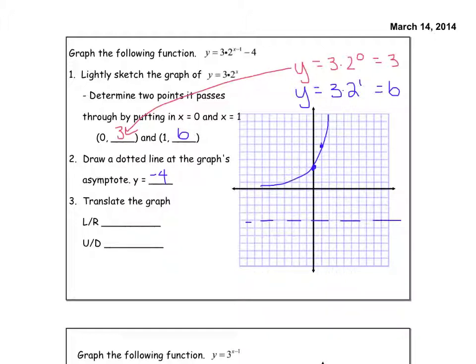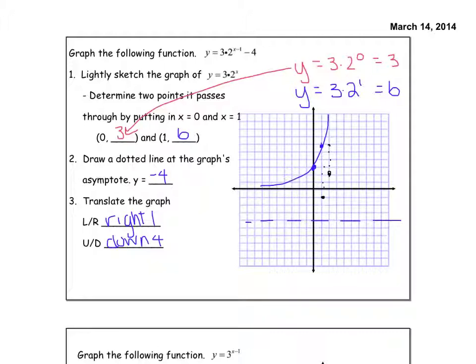Now I want to translate that graph. It's going to move to the left 1. Oops, sorry. It moves to the right 1, because it's the opposite of what's in the exponent, and then it moves down 4. So I'm going to take those 2 points that I found, and move them to the right 1 and down 4. To the right 1, down 1, 2, 3, 4. And then the other one to the right 1, down 1, 2, 3, 4.